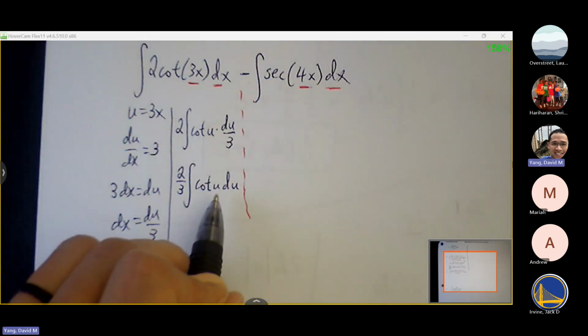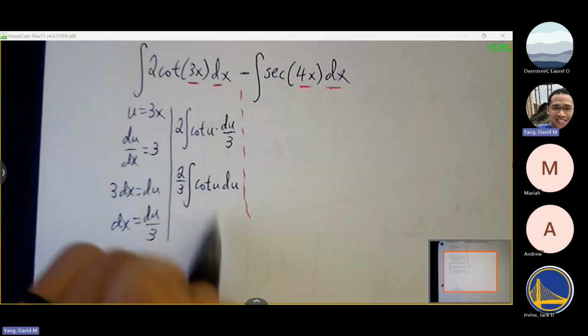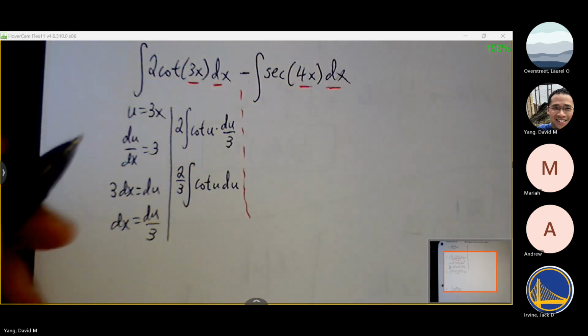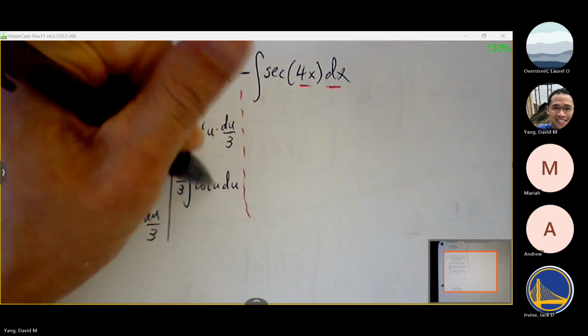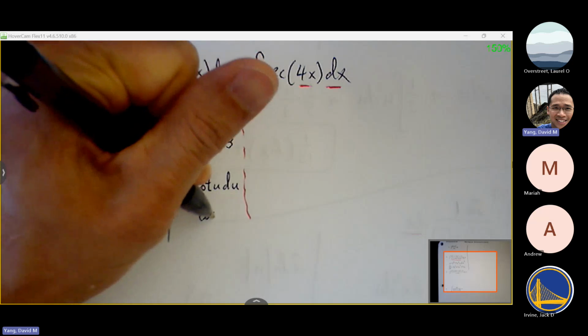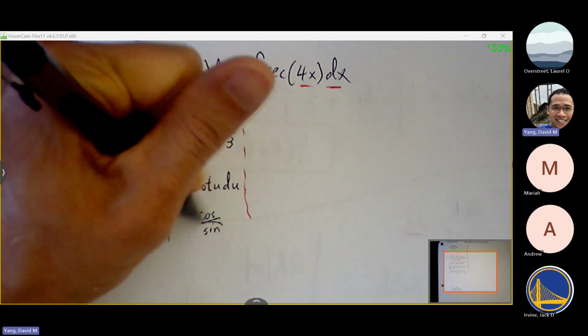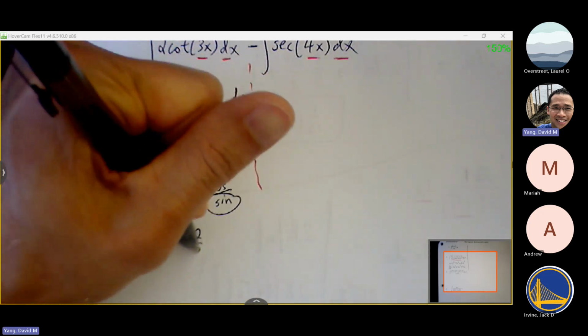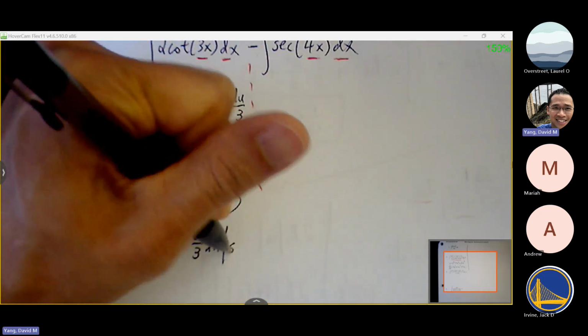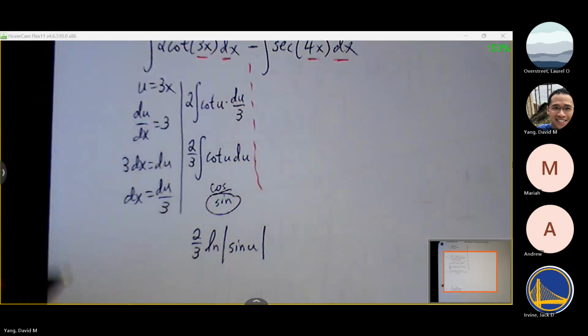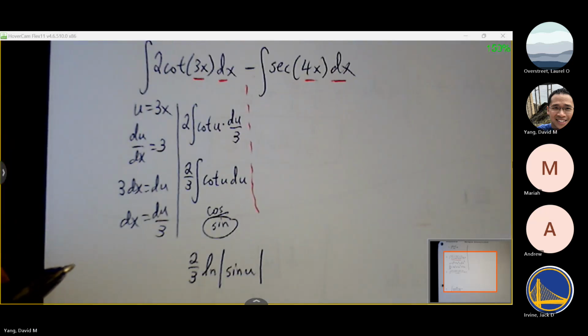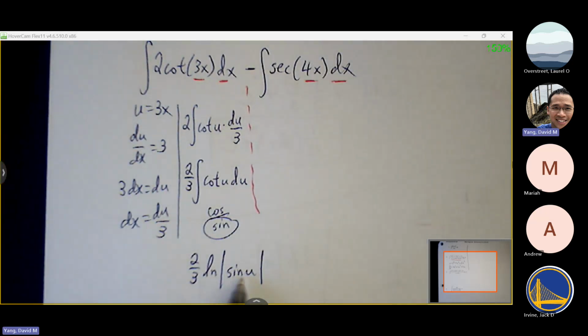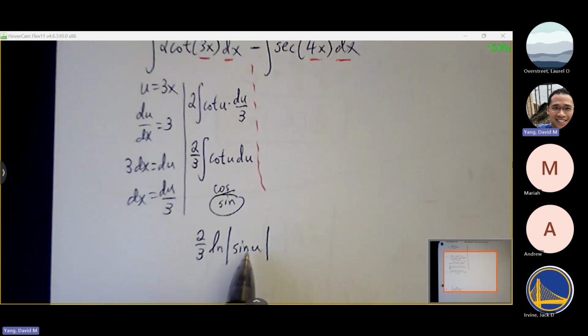From here, we can apply the new natural log rule that we've been going through. When I think of cotangent, I think cosine over sine. And I know that it's going to be sine that's going to show up. So 2/3 natural log absolute value of sine of u. And then I don't see any C letter in between my absolute values. So I know that this is going to be a positive natural log.